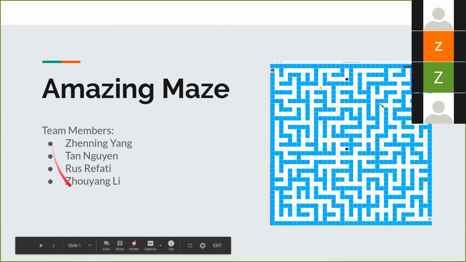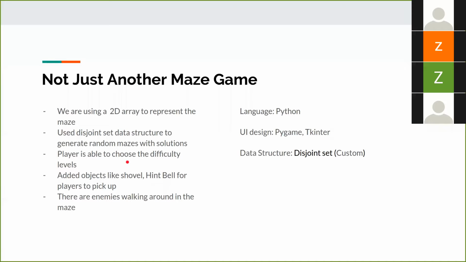For our project, we decided to make a maze game, and we are going to use a 2D array to represent the maze, and we will use a disjoint set data structure to generate random mazes with solutions. On top of that, players are also able to choose difficulty levels, and we also added objects like a shovel and a hint bell for players to pick up just to help them win the game. And there's also an enemy walking around in the maze.